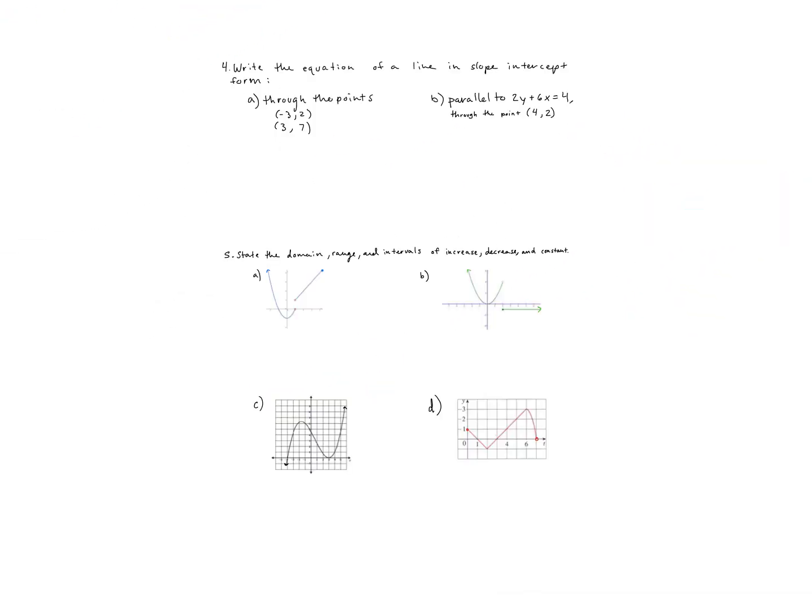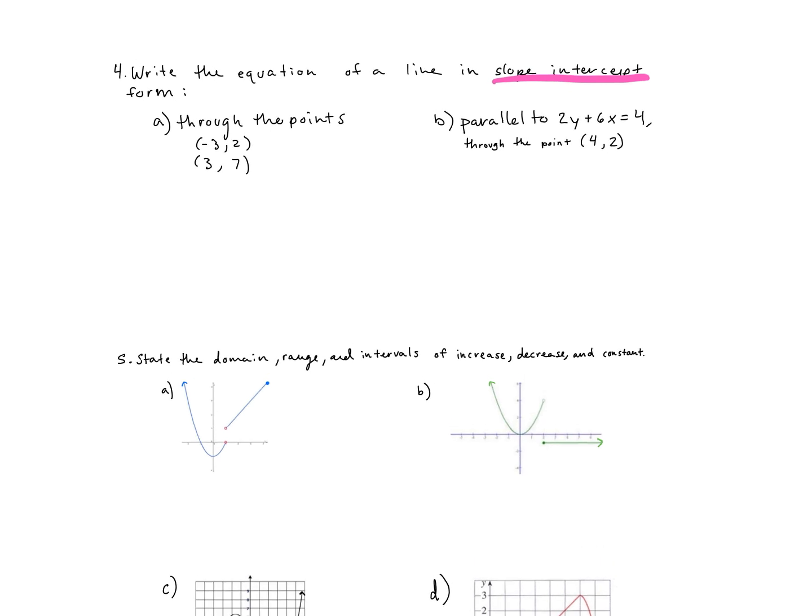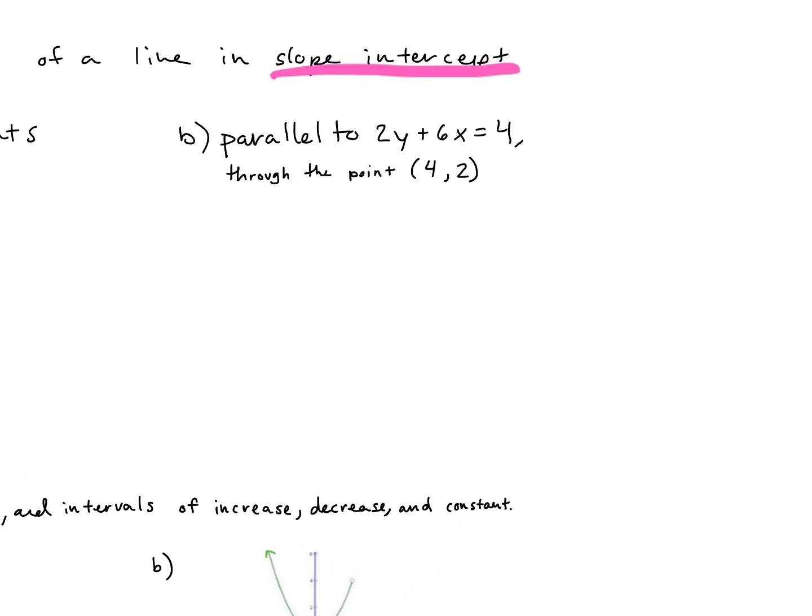All right, next page. Write the equation of a line in slope-intercept form. We have two different questions here. One says through the points, and the other one says parallel to this line through the point. Let's look at B. So I'm going to write the equation of a line in slope-intercept form that's parallel to the line that's given, and it goes through (4, 2).